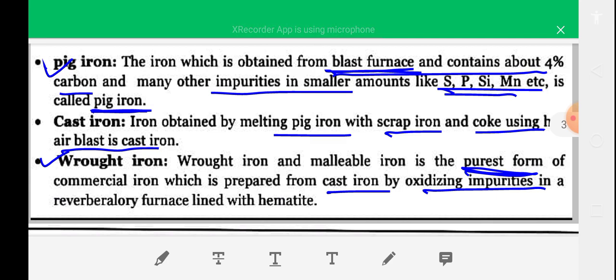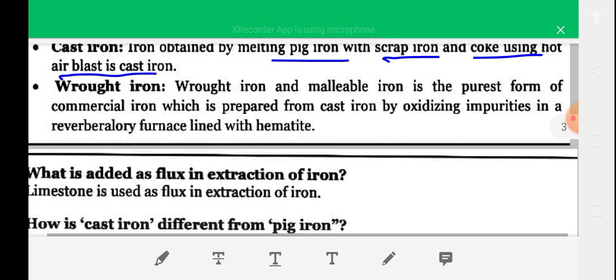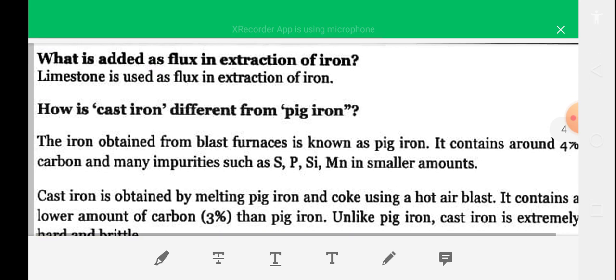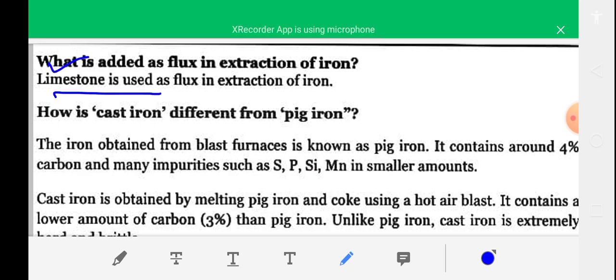Okay, all these types of iron you can also read from your book. Okay, now what is added as flux in extraction of iron? I have told, limestone is used as flux in extraction of iron.